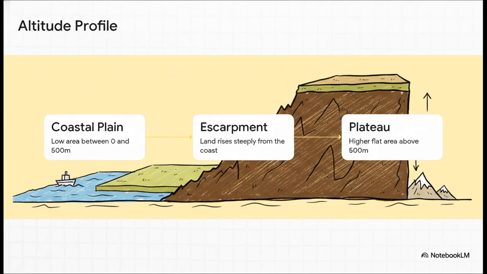Now, if you took a physical map and cut a cross-section slice of South Africa, imagine cutting through the land so it looks exactly like a slice of cake. You'd see a very distinct pattern in the altitude. Step 1, you start at the coastal plain, which is a low area right along the ocean between 0 and 500 meters. Step 2, you hit the escarpment, where the land rises steeply away from the coast. And finally, step 3, you reach the plateau. This is the much higher, flatter area in the interior of the country, sitting at an altitude above 500 meters.